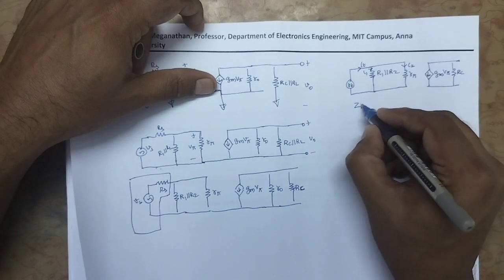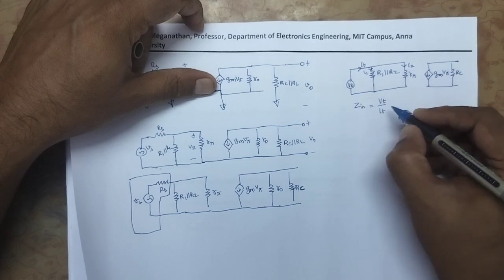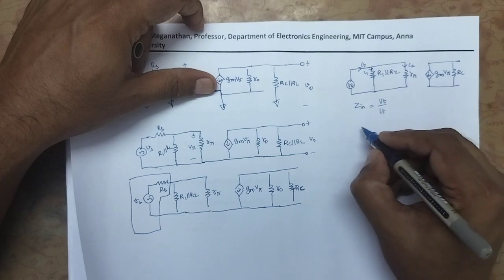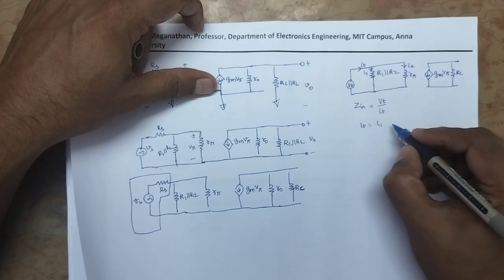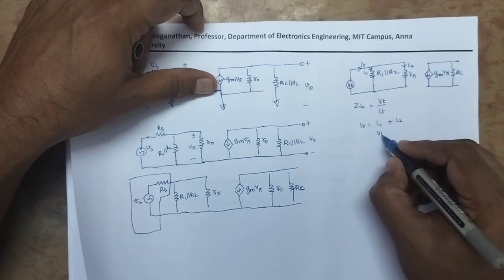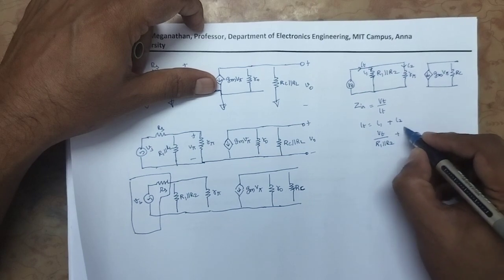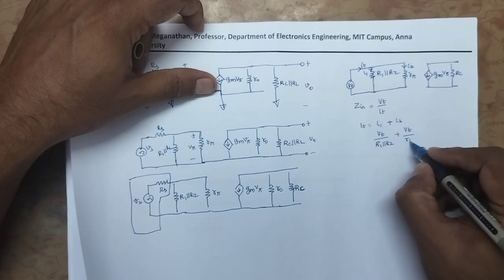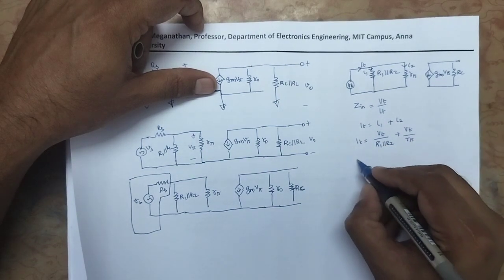What is the input impedance Zin? Zin is the ratio of Vt by IT. Okay, I can say IT equal to I1 plus I2. What is I1? Vt by R1 parallel to R2, plus Vt by R pi. That is IT. So what is Vt by IT?